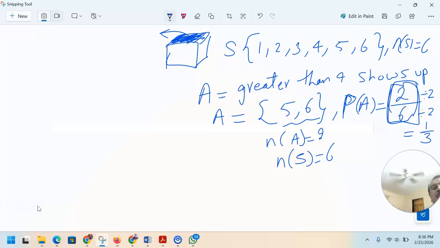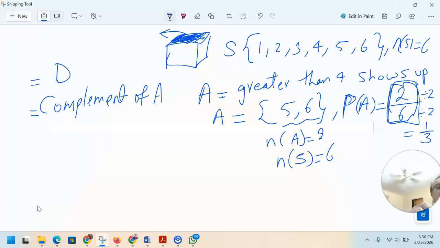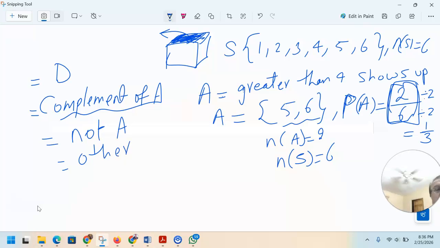Now, what is the meaning of complement of A? Complement of A is a new event, and complement means other than A. That means I can call this, let's say, D. D is an event which is complementary to A, meaning opposite to A. It also means not A. It also means other than A.